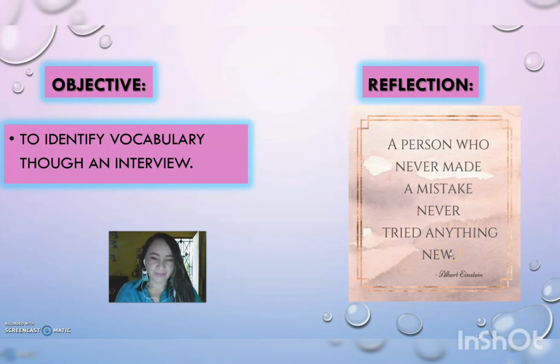What do you understand about the reflection? Tell me. Write your opinion, write your comment on this chat. I'm going to mention something about what I understand about this reflection. Everybody makes mistakes. Why? Because we are not perfect. For that reason, boys and girls, don't be afraid to make mistakes. That means that you are learning something new. So, what do you understand?